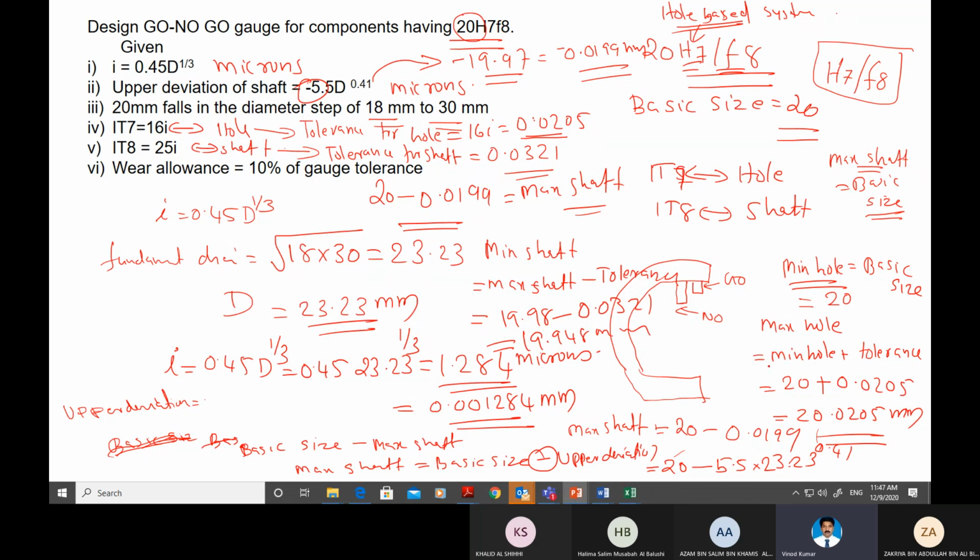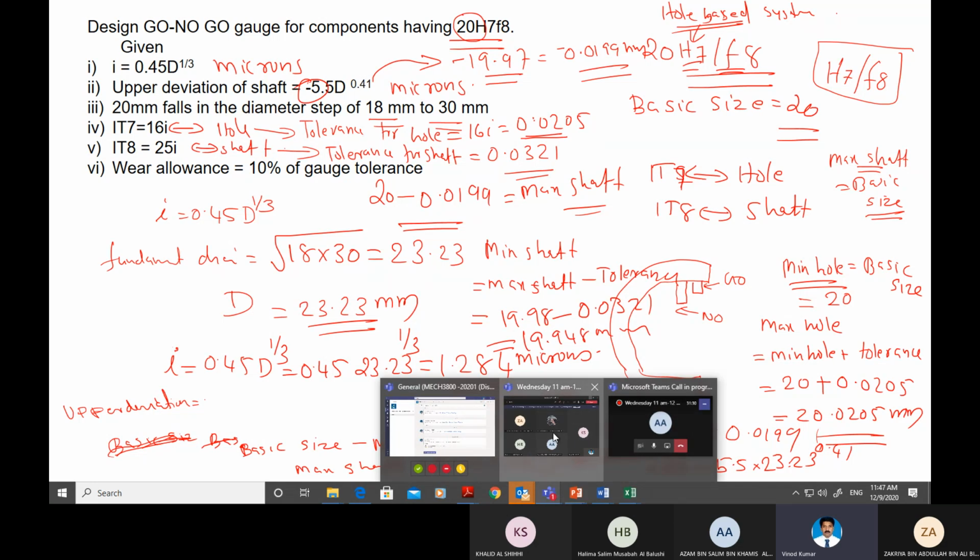So did you understand this? How to calculate minimum hole, minimum shaft, maximum shaft? Yes, doctor. I think all are sleeping, it seems.